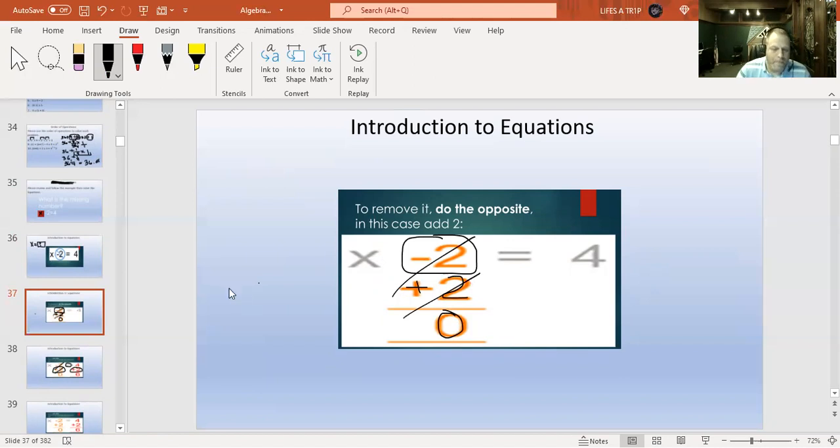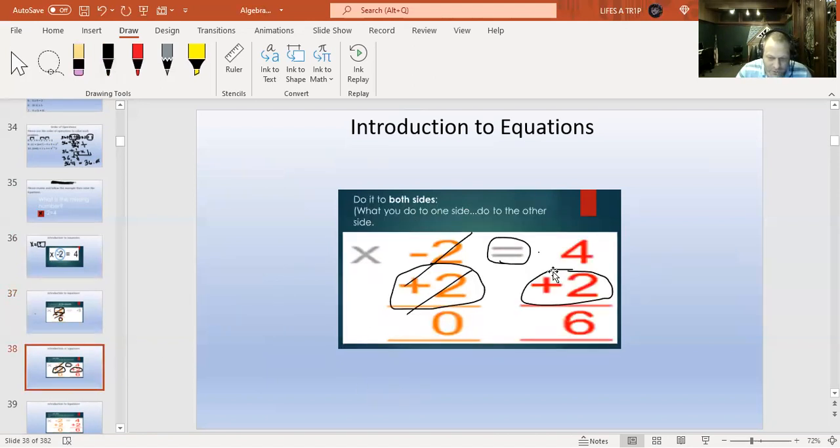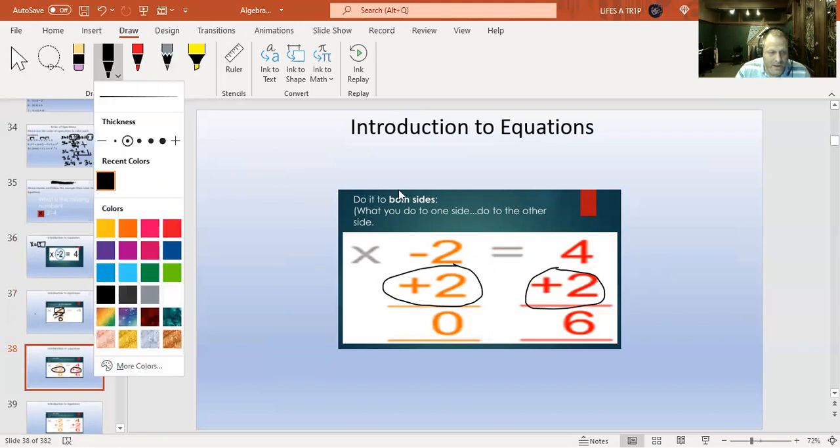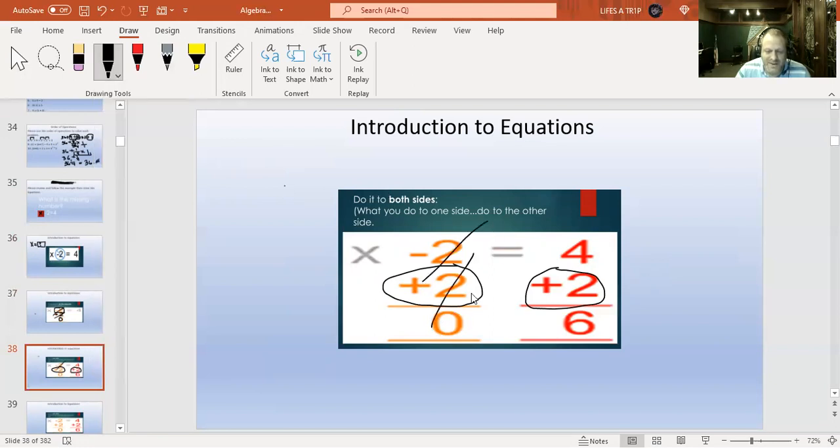So would X equal 4? No, X would not equal 4, because what you do to one side, you have to do to the other side. Let's get a clear view of this. What we did to this side, we've got to do over here to this side. Now that we've gotten rid of this with the cancellation method, elimination, 4 plus 2 is 6. Do you see where this is going?